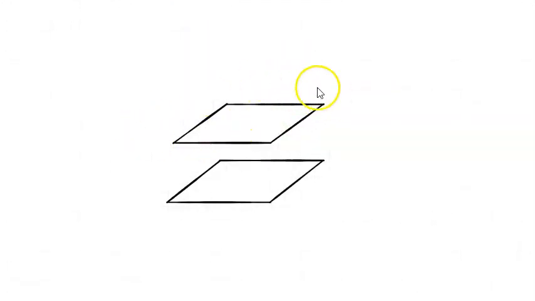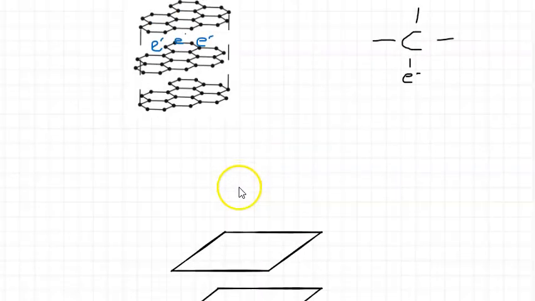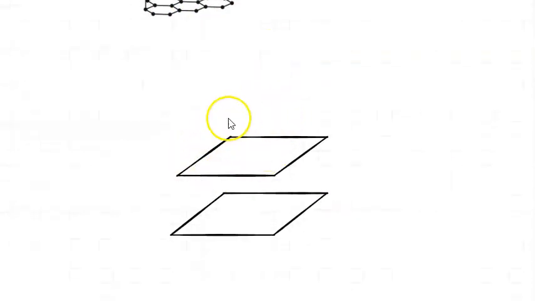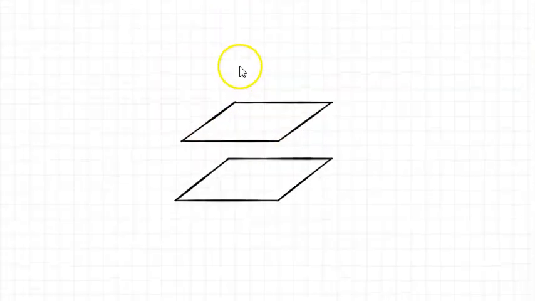So I've just drawn two sheets here, well, two squares. This is to represent one sheet of graphite and another sheet of graphite there. The sheets themselves would be carbon atoms bonded together with covalent bonds in a hexagonal shape. So what I mean by the hexagonal shape is there's all the hexagons within the structure there. So this square is just representing one of those sheets.